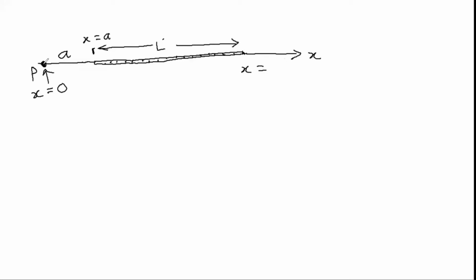Yes, so remember we are starting from here. This is x is equal to 0. So there is A, and then there's also L. So at this point, we can say that this x is A plus L.